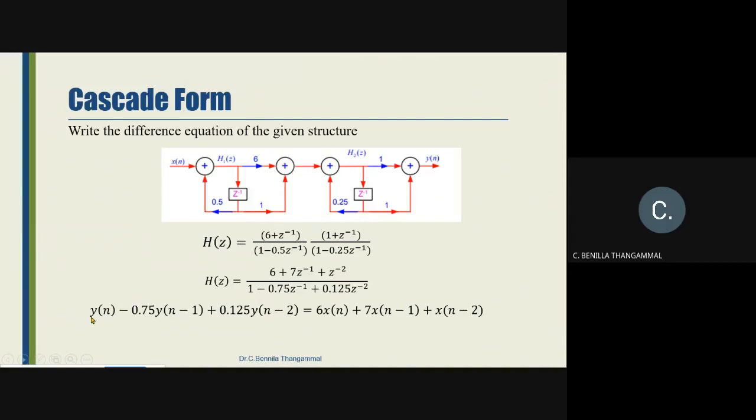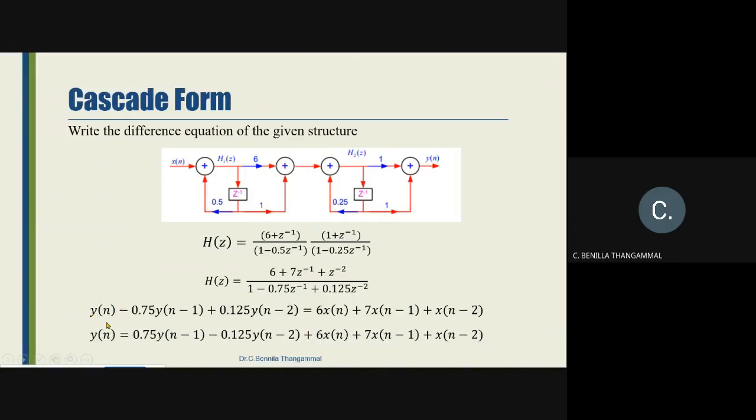So Y of z becomes y of n. Minus 0.75 z inverse becomes 0.75 y of n minus 1. Z inverse becomes y of n minus 1 since it is multiplied by Y. And this is 0.125 z power minus 2 Y of z. So Y of z into z power minus 2 will be y of n minus 2. And similarly, x of n plus z inverse into X of z is nothing but x of n minus 1. Z power minus 2 into X of z becomes x of n minus 2.